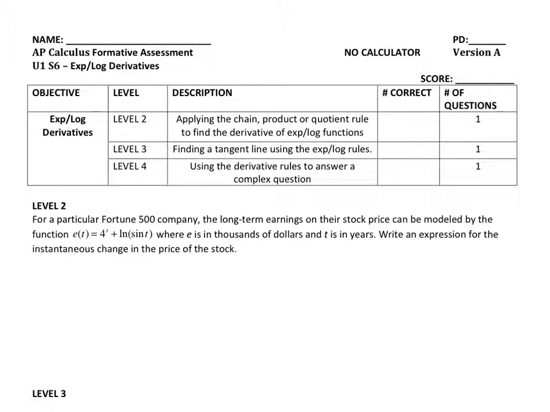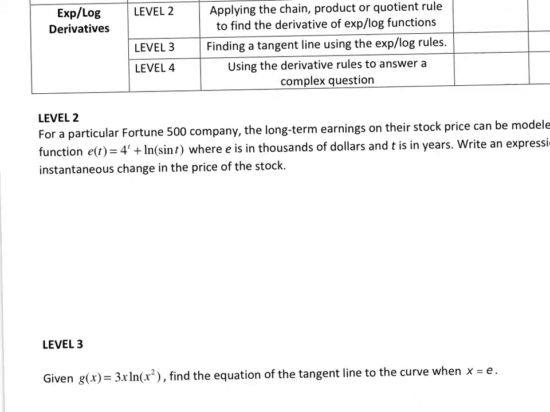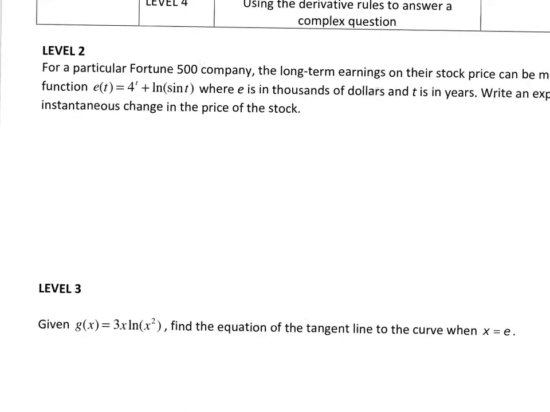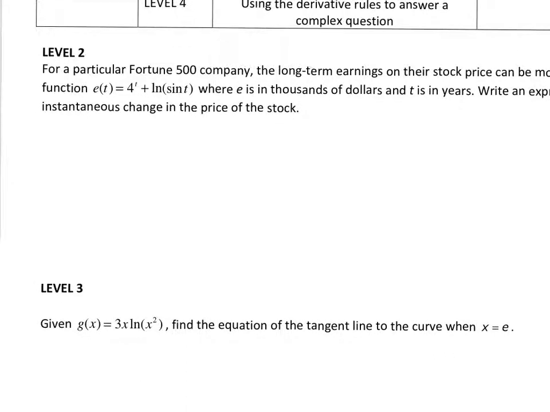So we see at level 2 that we are asked to do these problems in the context of the chain, product, or quotient rule. And this question is no different. We're given a situation, and then we are given a formula for E of t, and asked about the instantaneous change. So that's what I focus on. Those are the terms telling me to take a derivative. So I'm going to look for E prime of t here.